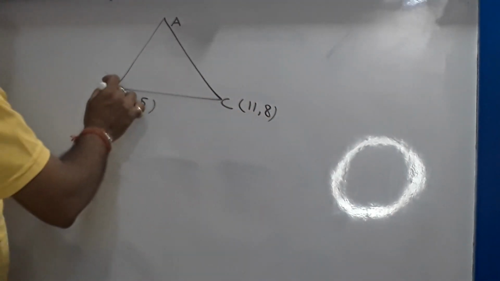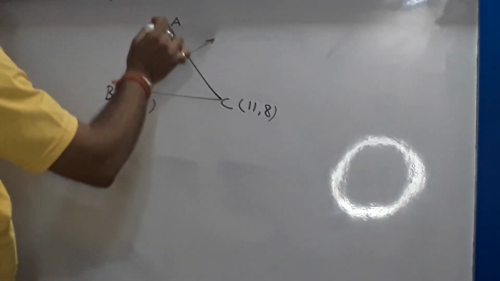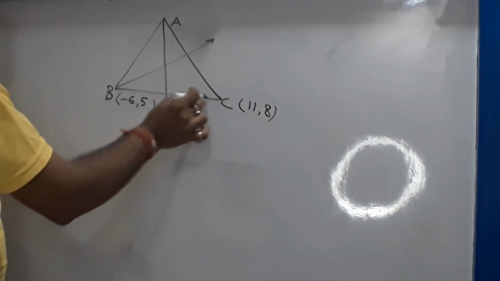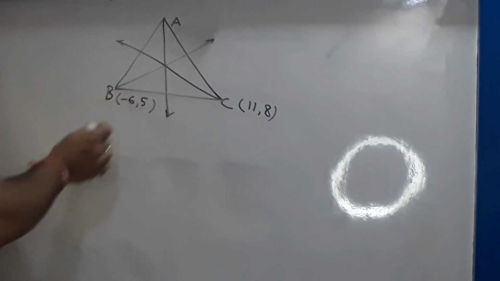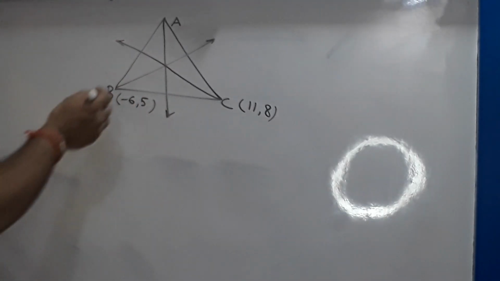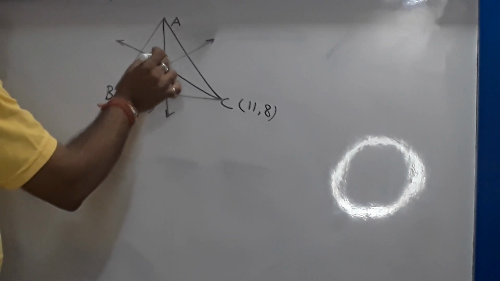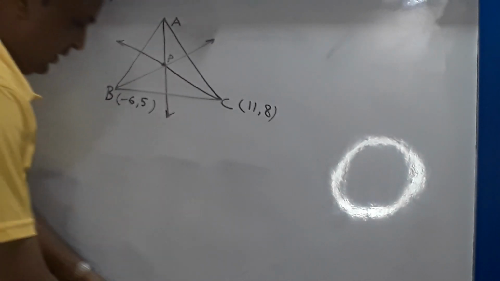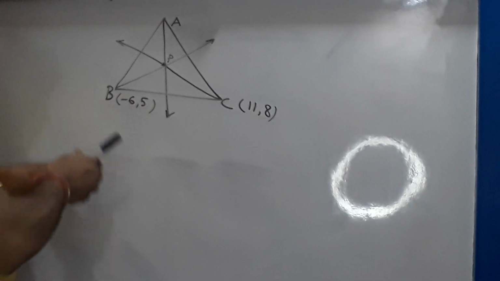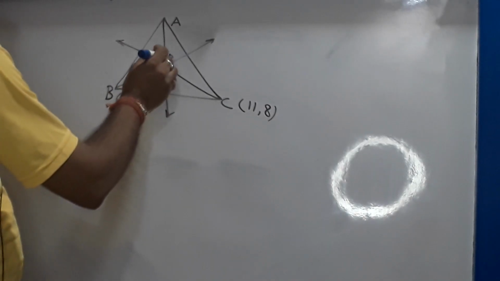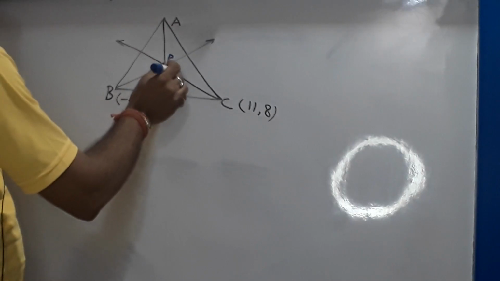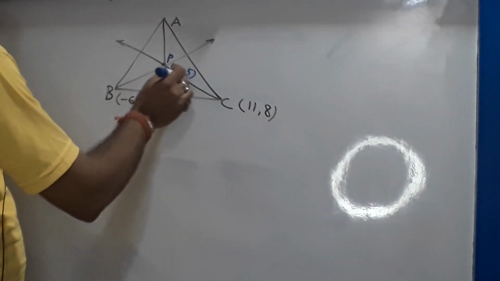The centroid of the triangle is given as P. What are the coordinates of P? The coordinates of P are (2, -5). This is the centroid of the triangle.